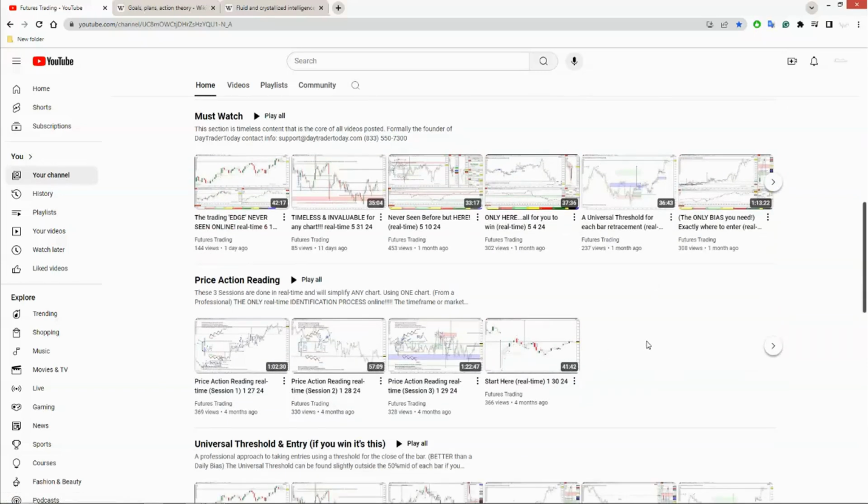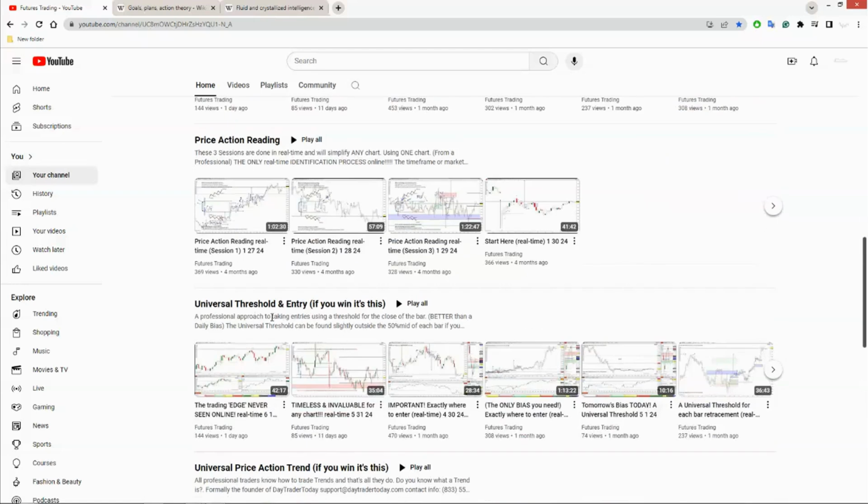If you've never traded before, you'll want to start here. This is the only real-time identification process that's online to tell you how to read the bar in real time. Mostly all of the thumbnails you're seeing on these videos are charts that we actually went over. Again, I don't have an elaborate intro for you. I'm trying to do my best to educate you and not entice you to be a trader.